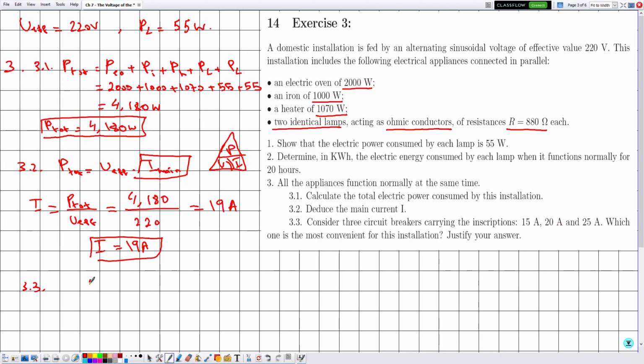Then let's write the most convenient circuit breaker is the one having rated current slightly greater than the main current.